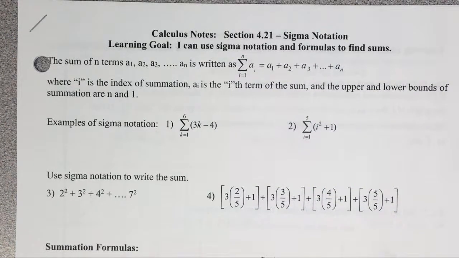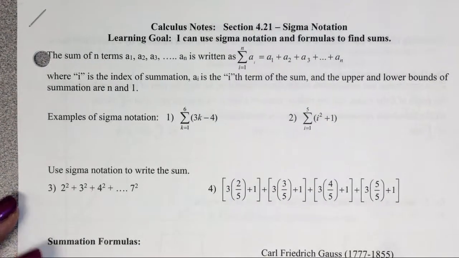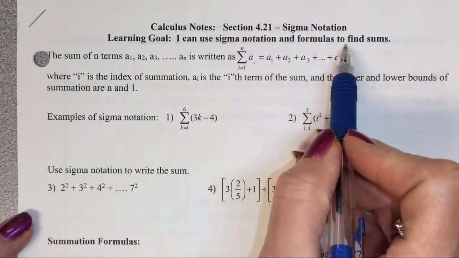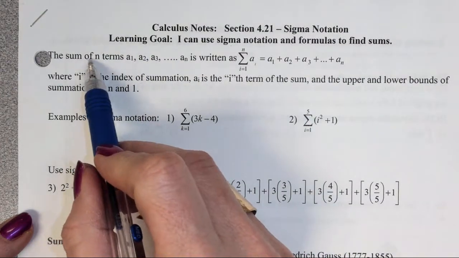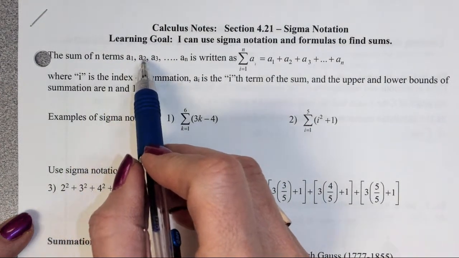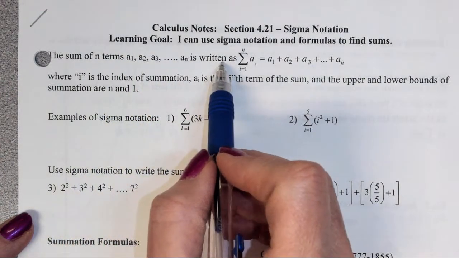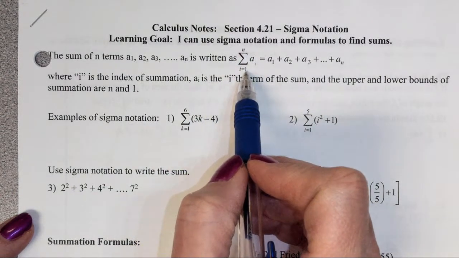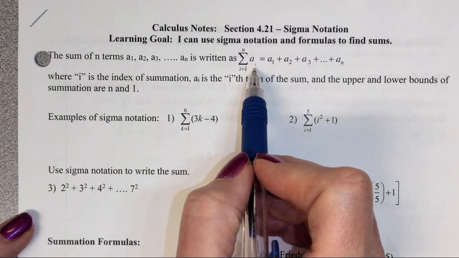All right, so we are looking at section 4.2, the first part of that. We're looking at sigma notation and formulas to find sums. So the sum of n terms, a sub 1, a sub 2, a sub 3, can be written like this. It's the sum as i goes from 1 to n of a sub i.